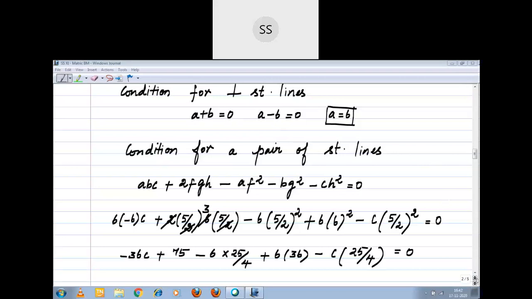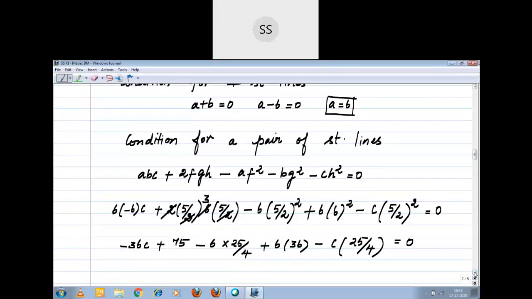Once again, I am going to repeat the condition for a straight line: ABC plus 2FGH minus AF square minus BG square minus CH square equal to 0. A value is 6, B value is minus 6, C as C. Then F is 5 by 2, G is 6, H is 5 by 2. Substituting, A is 6, F square means 5 by 2 the whole square, plus, because B value is minus, minus into minus plus 6 into 6 square, minus C into 5 by 2 the whole square equal to 0.